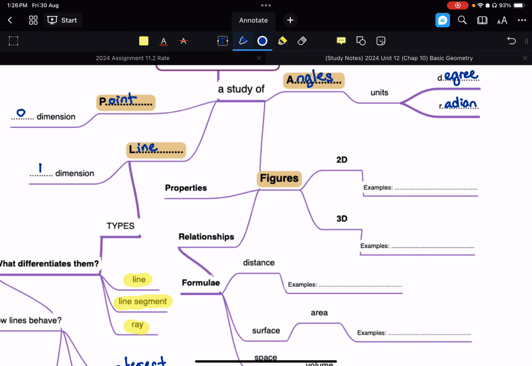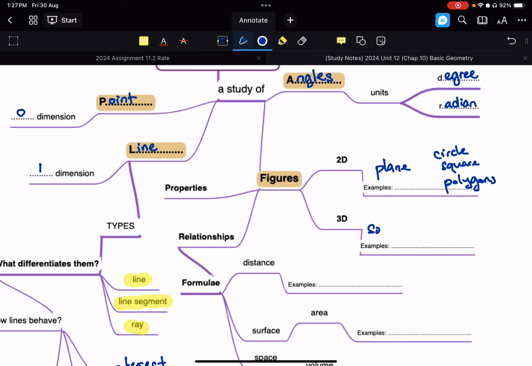Now let's come up to shapes, right? Because when we have lines and they join together to form a shape, we talk about figures. Now when we talk about figures, there are two main categories: the two-dimensional ones and the three-dimensional ones. For two-dimensional, we usually say that the figure lies on a two-dimensional plane. Some of the shapes that we study include the regular ones that we know, your circles, your squares, your rectangles, and so on and so forth, and all your polygons, right?